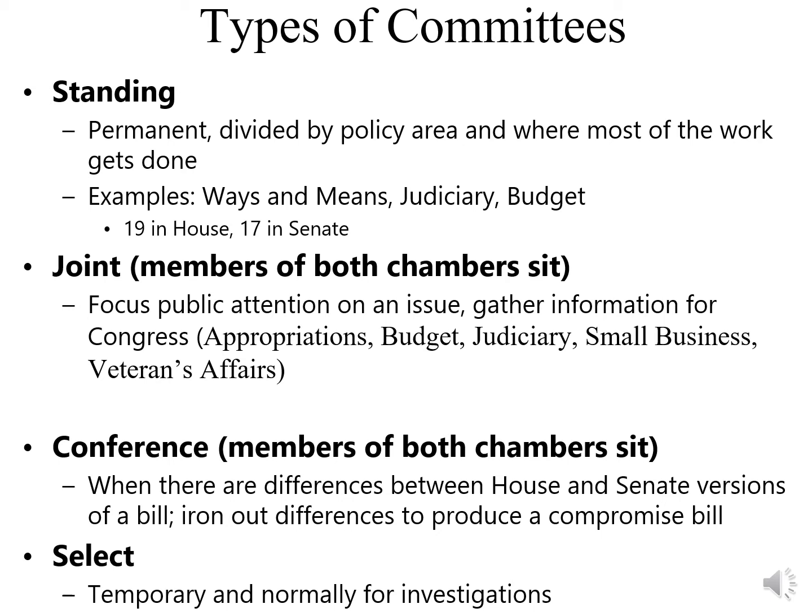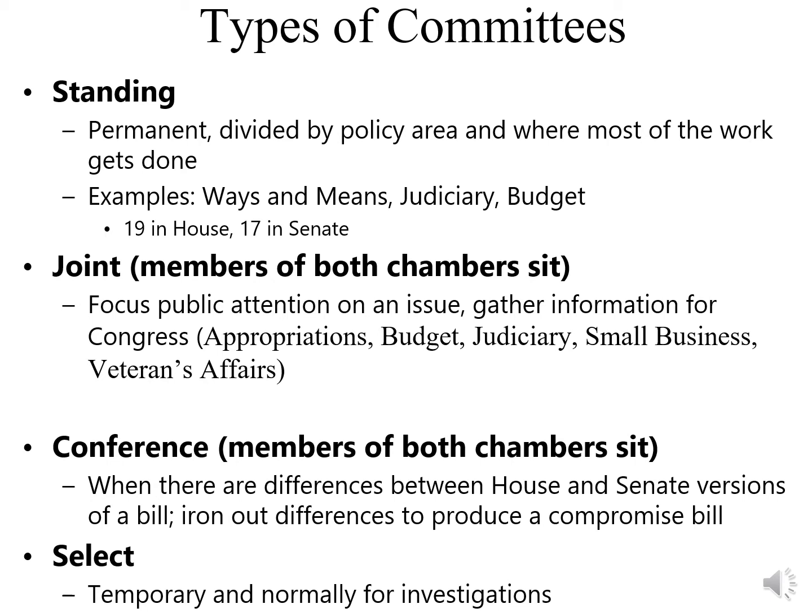The House Ways and Means Committee, it's always been there, it always will be there. The Judiciary Committee, the Budget Committee. These are committees that are permanent, they're not going anywhere. There's 19 in the House and 17 in the Senate. Again, the House needs more because they've got more members. So whereas a representative might serve on 2 committees, a senator might serve on 3 or 4.